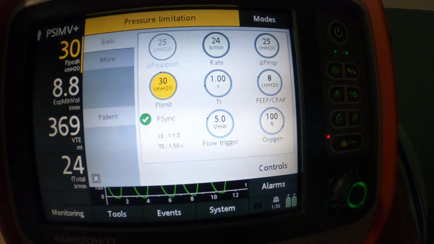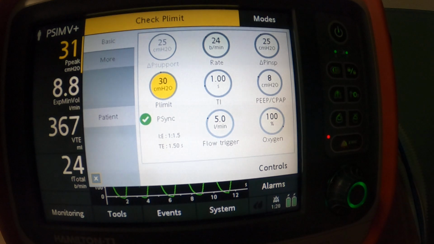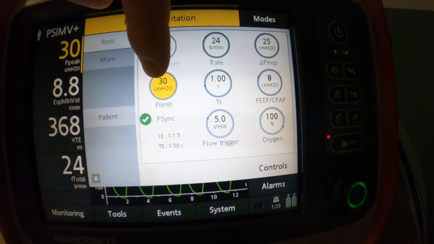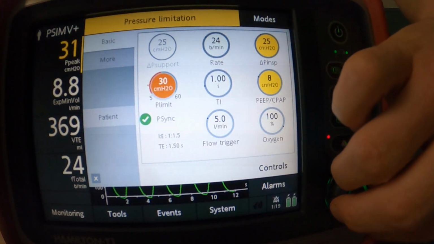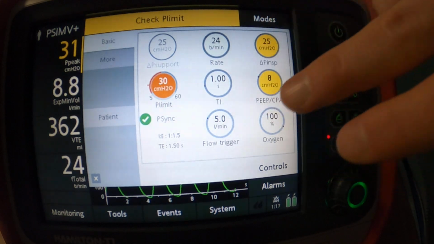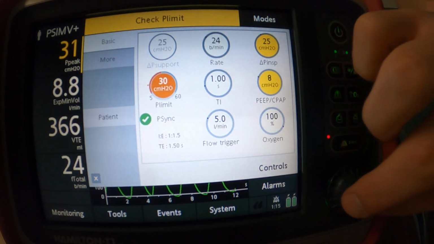We could even lengthen this more. But these are the things when you have a patient who may have that C static of 15 or less. Your medical control physician, before you say, hey, I want to increase my pressure limit to 40, they're going to want to know that you have made some of these adjustments.